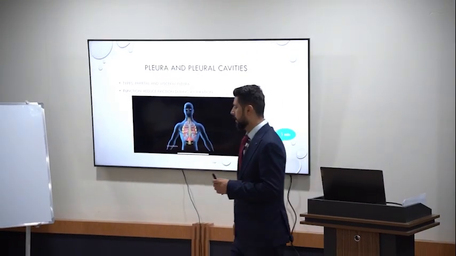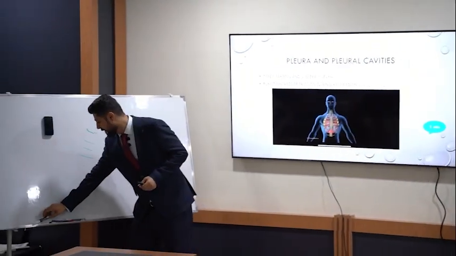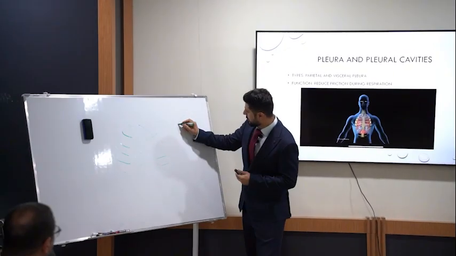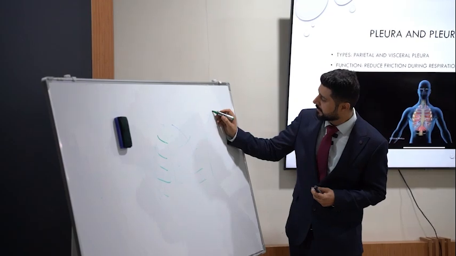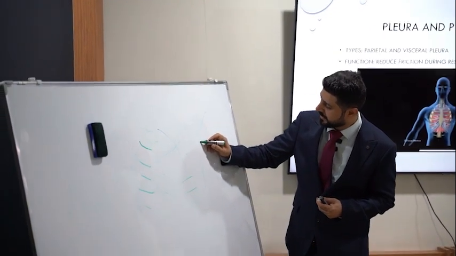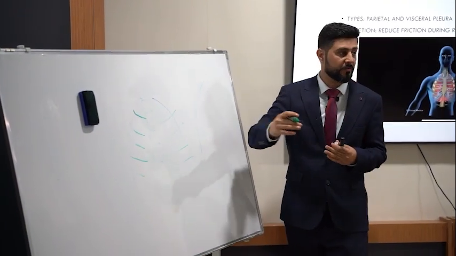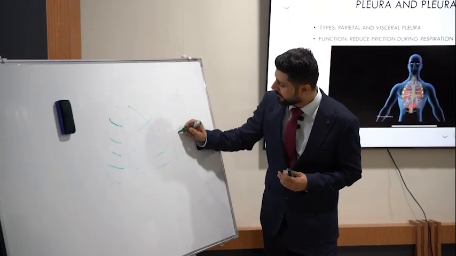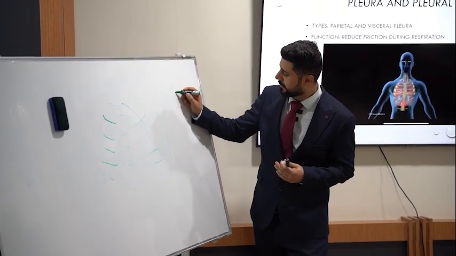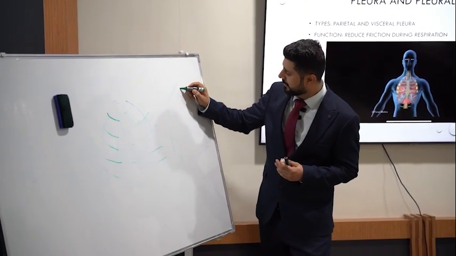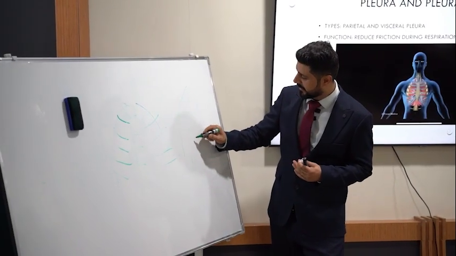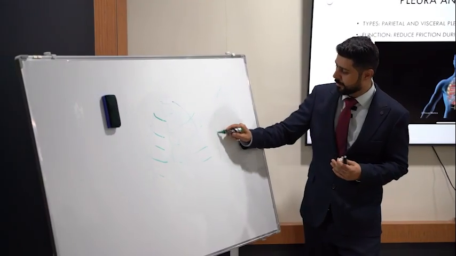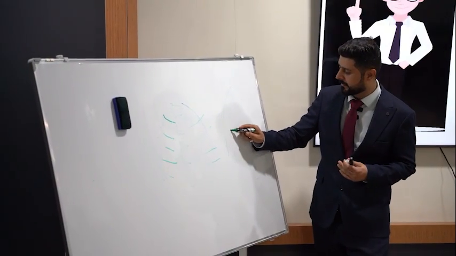Okay, pleura. If we take a look, this is the chest wall, and this is the parietal pleura, which is attached to the chest wall. And we have the visceral pleura, which is attached to the lung. Okay, this is the lung, and this is the pleura. This is the parietal pleura, this is the visceral pleura.